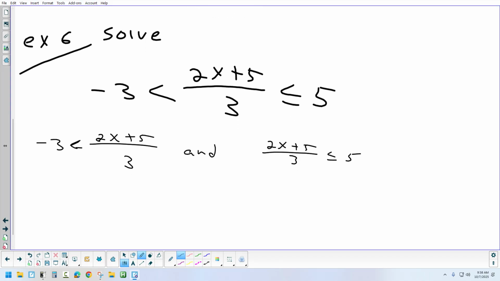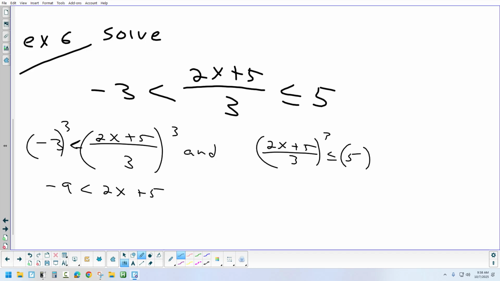What would be your first step? Multiply by 3. Yep, you're going to multiply both sides by 3. That's just going to get rid of the denominator of 3. So negative 9 is less than 2x plus 5. And you're going to do the same thing here too. Multiply both sides by 3. So I'll just do both at once.